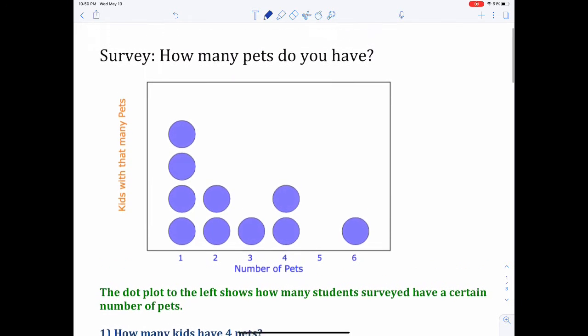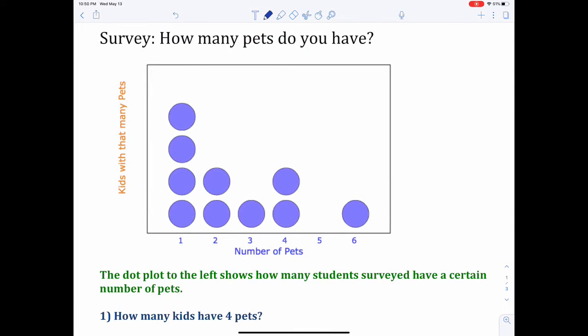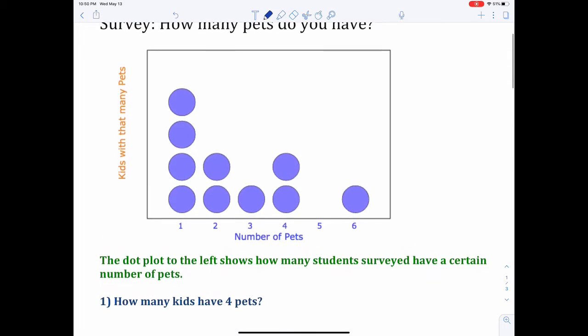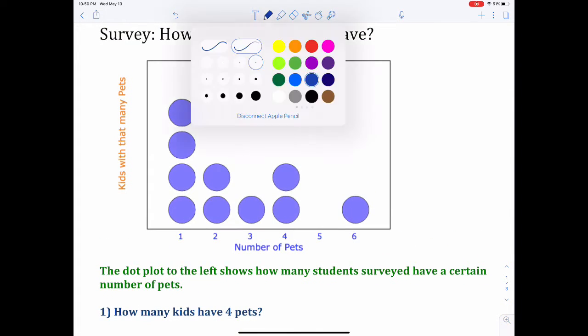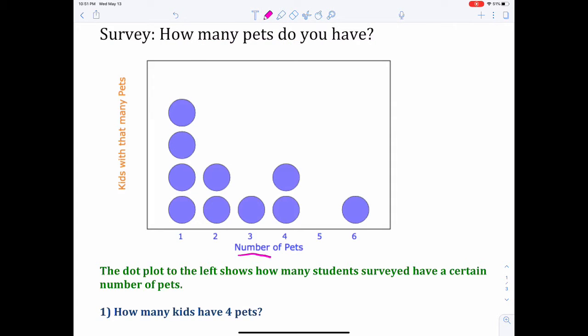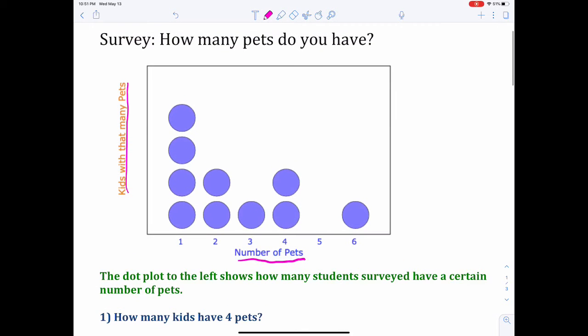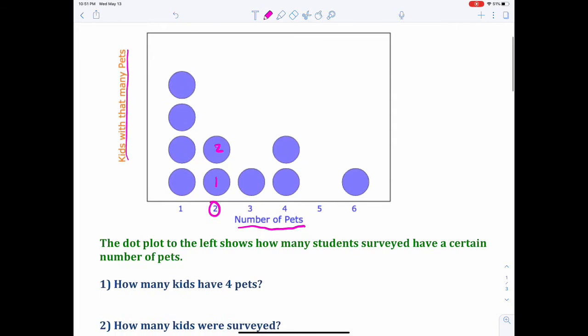All right, so in a survey here, how many pets do you have? This survey was done for a certain number of students. This is a dot plot, and if you look on your dot plot here, it shows the number of pets that any student will have, and then on the y-axis, it's how many kids have that number of pets. For example, 2 pets, there are 2 kids who have 2 pets. So that's how you can interpret a dot plot.